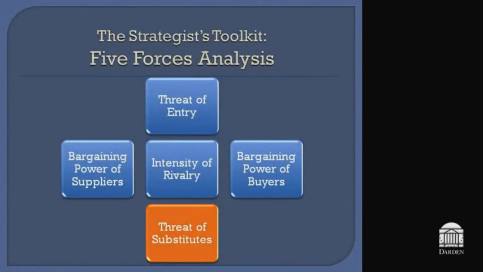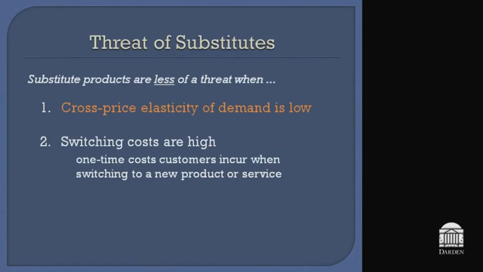Let's continue to move on. Let's consider the threat of substitutes, substitute products, and how that might undermine profitability within an industry. So industries are more profitable when substitute products are less of a threat. So what determines how much a substitute product is a threat?